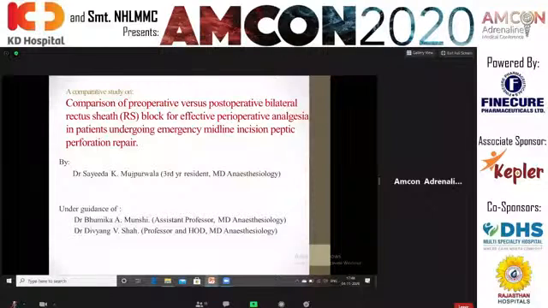Today, my study is comparison of preoperative versus postoperative bilateral rectal sheath block for effective perioperative analgesia in patients undergoing emergency midline incision peptic perforation repair.